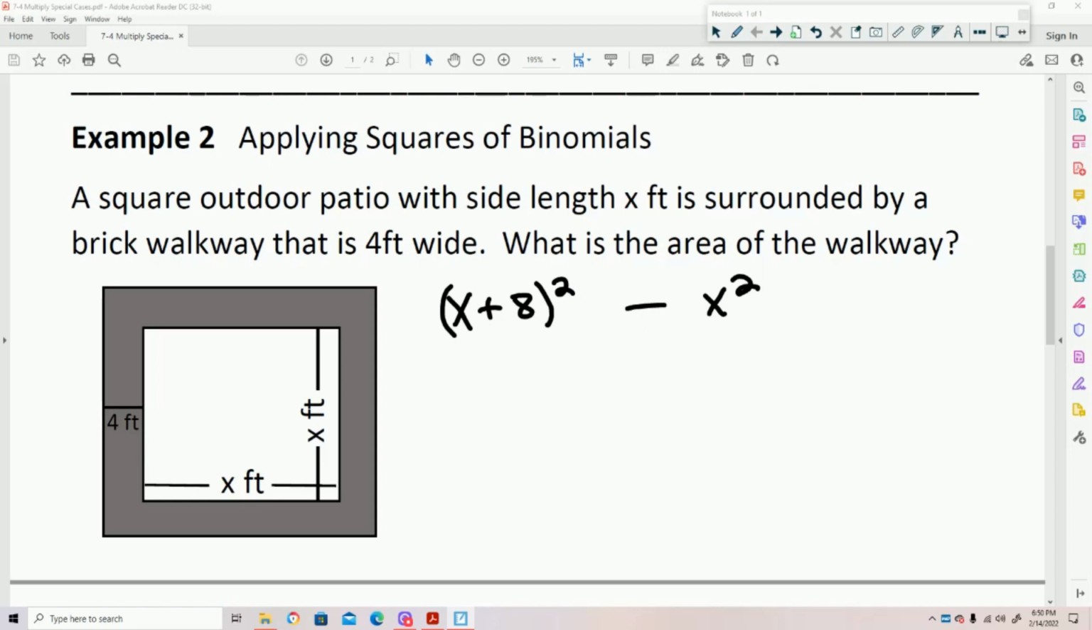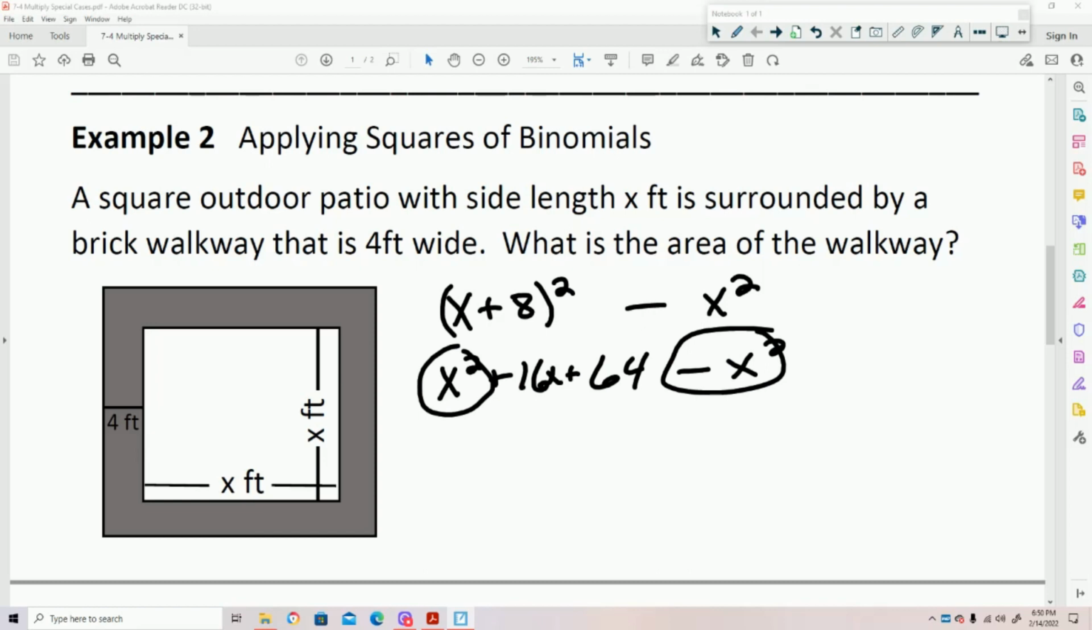But first we've got to multiply or square this binomial. So you square the first, square the last, if you want to do it in that order. Then the middle term, you multiply 8 times x and double it. You get 16x. Okay, they're both plus because that's a plus in there. And if we're subtracting x squared, you subtract like terms. So you have this minus this, that cancels the x squared out, and you're left with an expression that is 16x plus 64. And since we're talking about area, that is square feet. 16x plus 64 square feet.